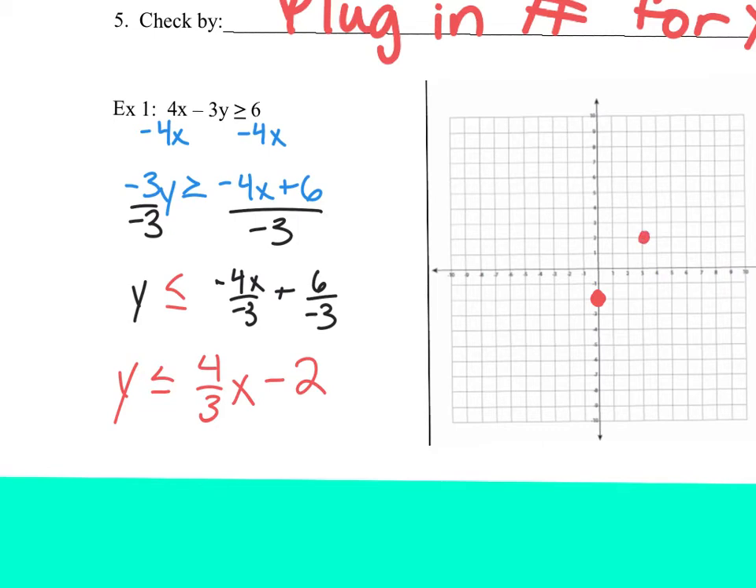But now I got to know, what kind of line is this going to be? So let's look. If it's less than or equal to, what kind of line is this going to be? Solid. Okay, so it's going to work just like an equation. So I could just go with that one point. I can make a few more if I want my line to just look a little prettier, but it's going to end up being a line that looks like this.